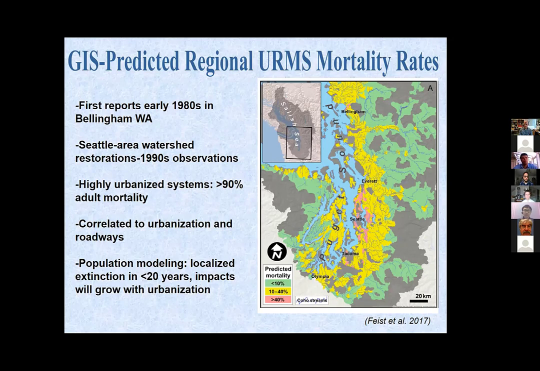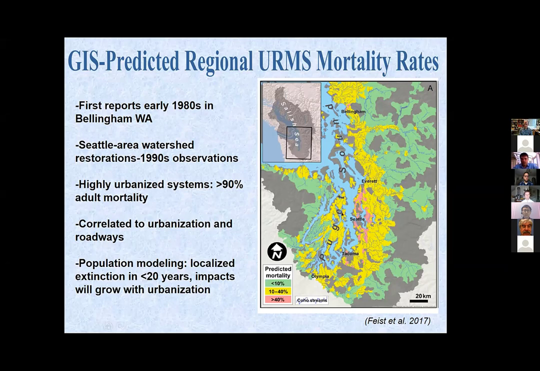And that was Jay Davis and Steve Dam and some of the Seattle Public Utilities people. These observations really spurred a bunch of research where for the last 20 years or so, NOAA's been documenting this. And in the most impacted urban creeks, over 90% of the salmon run actually dies prior to spawning. It's correlated to urbanization and roadways, and population modeling actually says you could predict localized extinction within 20 years for these specific watersheds where this is happening.